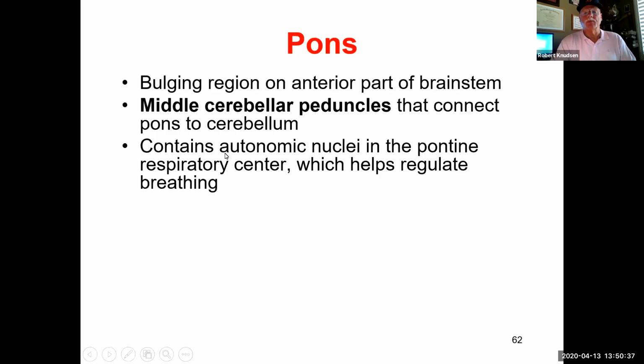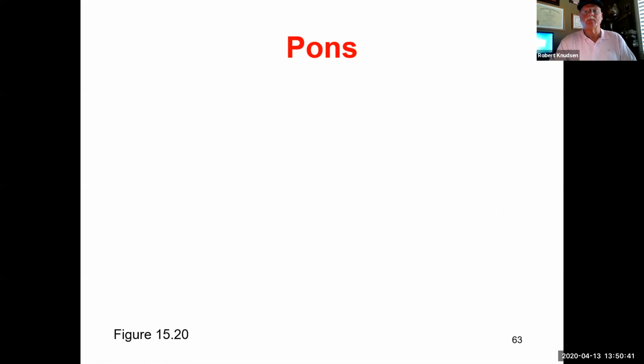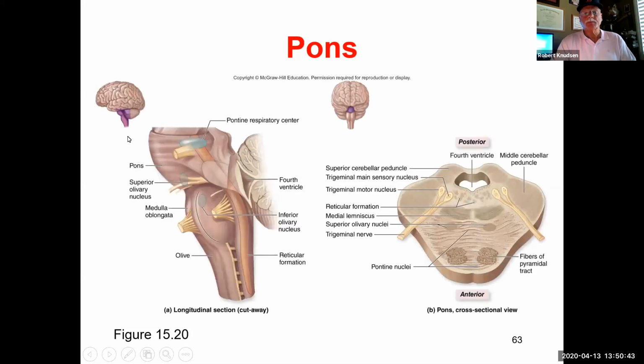Respiratory center. Pons. No midbrain here. Pons, medulla. Those are cranial nerves. Here's just a little bit of the cerebellum. Remember I said there were three masses, superior, middle, and inferior, connected by peduncles.